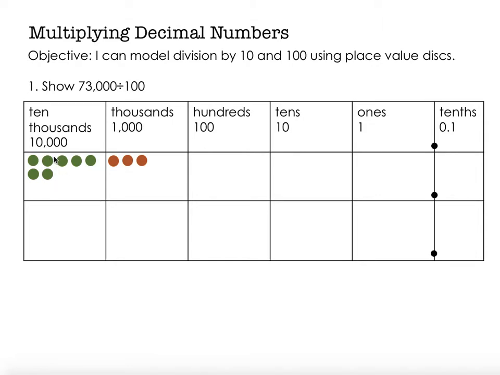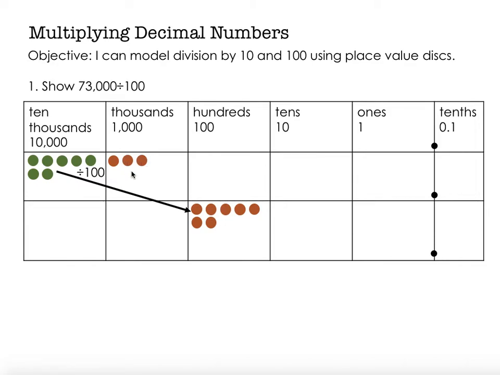So I'm going to take these 7 10,000s and divide them by 100, which means I'm going to shift not just once, but twice, because 100 is two groups of 10, 10 times 10. So I'm going to shift it two place values, and it'll end up over here. So 7 10,000s divided by 100 is the same thing as 7 hundreds.